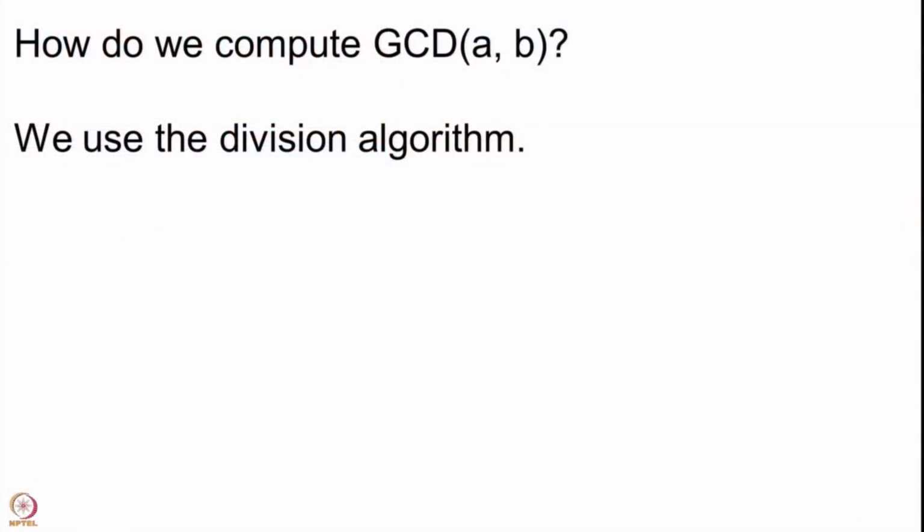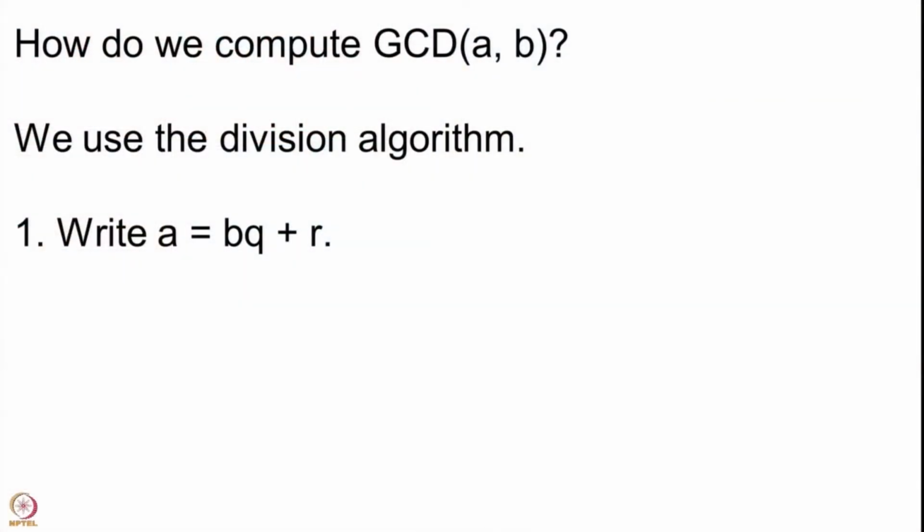Division algorithm says that whenever you have a and b, two natural numbers, then you can write a as b into q plus r, where q was the quotient and r was the remainder. Apply the division algorithm, that is our first step of computing GCD of a, b. So, we have a equal to bq plus r, and remember r is between 0 and b, but it is not equal to b, it is only up to b minus 1.